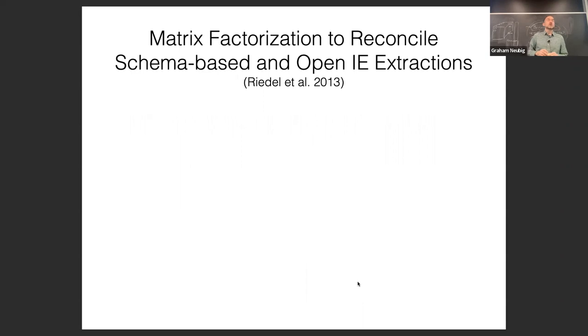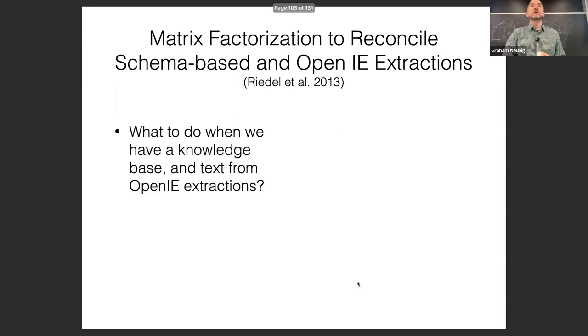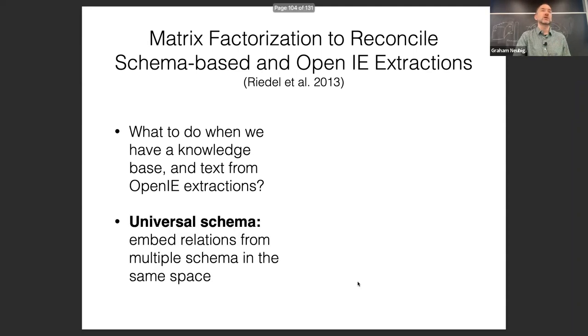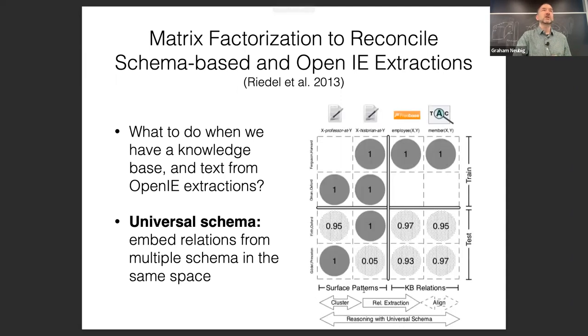So another interesting paper is matrix factorization to reconcile schema-based and OpenIE extraction. So we think about Wikidata, and then we think about OpenIE extractions. And so what do we do when we have a knowledge base and text from the web that were both used to extract these? And this paper is called a universal schema. And what we do is we embed relations from multiple schema in the same place.